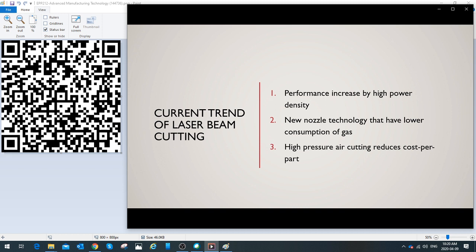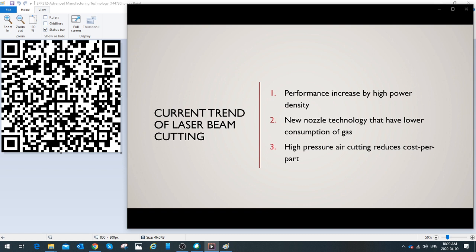And then the current trends of laser beam cutting. First, performance increased by high power density. Five years ago, laser beam cutting was still using 4,000 kilowatts, but nowadays the technology has advanced to 6,000 kilowatts and even higher. By increasing the power, a larger cutting range can be covered with higher production speeds. Second, new nozzle technology has lowered the consumption of gas so that laser beam cutting can cut thicker material with the lowest consumption of gas, which is very economical.